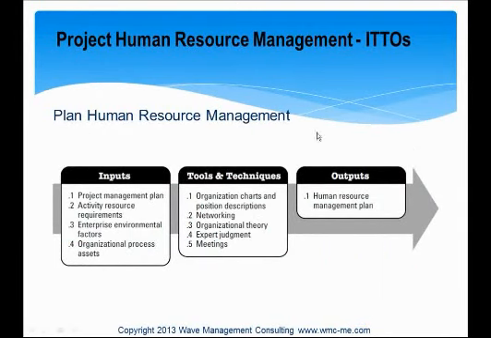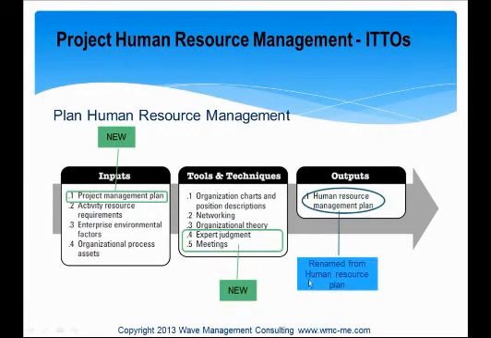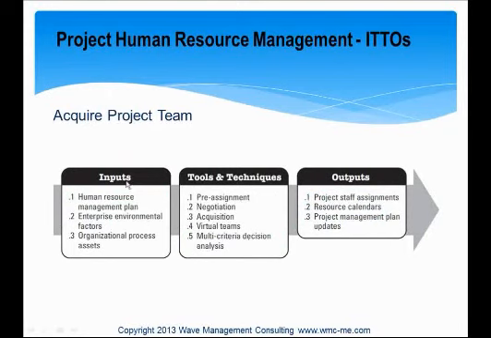In the plan human resource management process, we have a new input, which is the project management plan. In the tools and techniques, we have 2 new items: expert judgment and meetings. And in the outputs list, they renamed human resource plan to human resource management plan. That's the proper name for it, as we said.